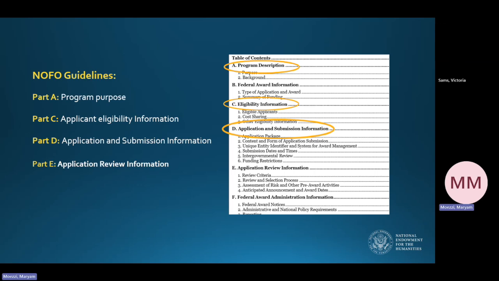Once within the NOFO document, you will see this table of contents for the guidelines. The guidelines offer a fuller description of the program purpose, applicant eligibility, and step-by-step guidance for the components of your application. Regarding eligibility, it may help you to know that Dialogues and all other Education Division grants are institutional grants made to either accredited educational institutions or to nonprofit organizations. The specific eligibility information can be found in Part C.